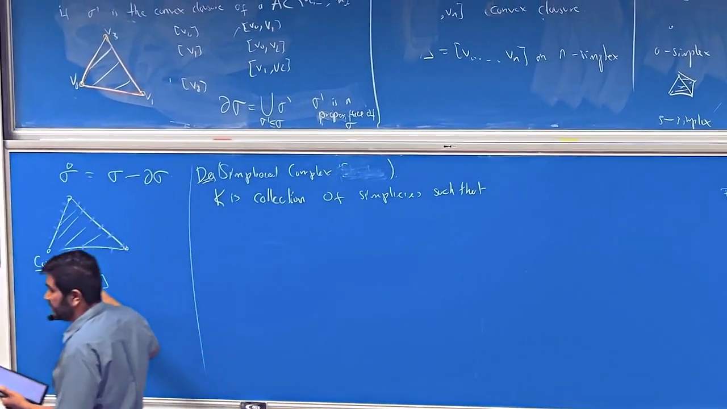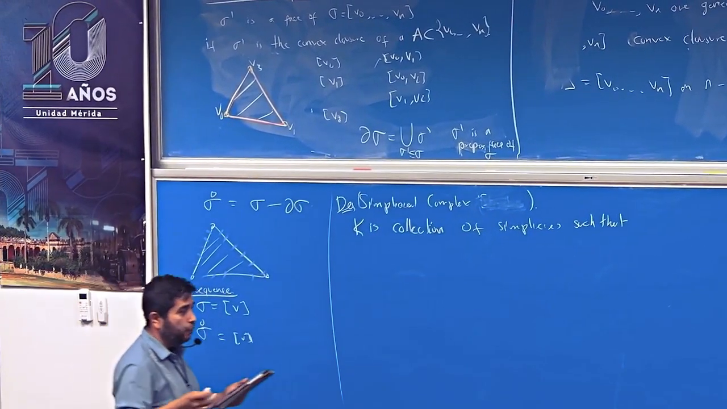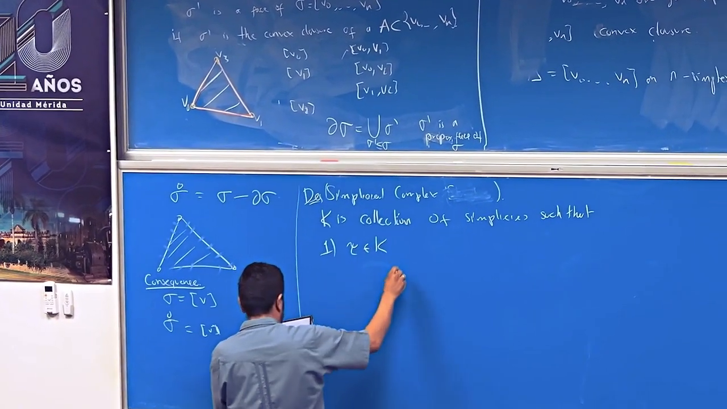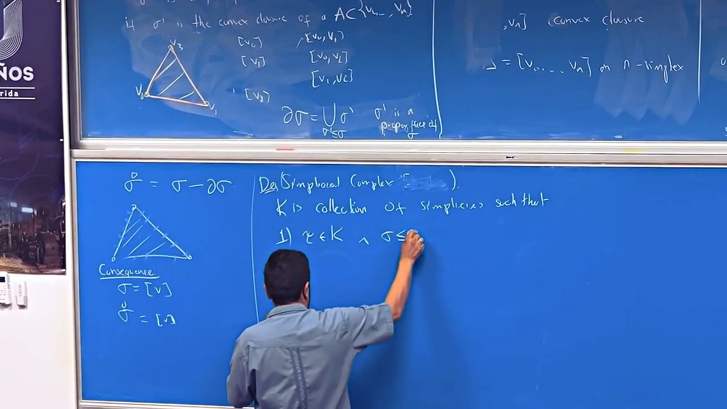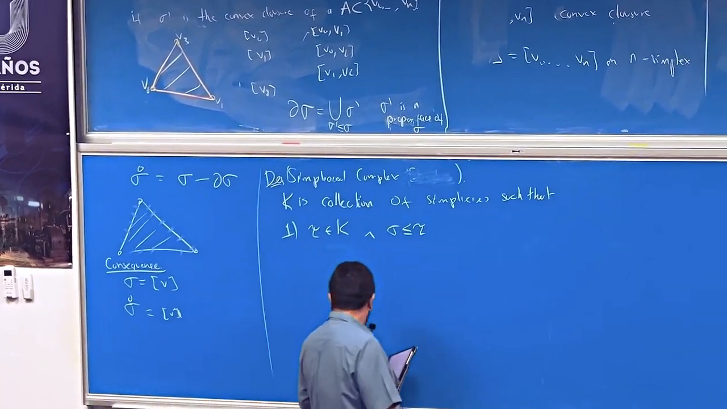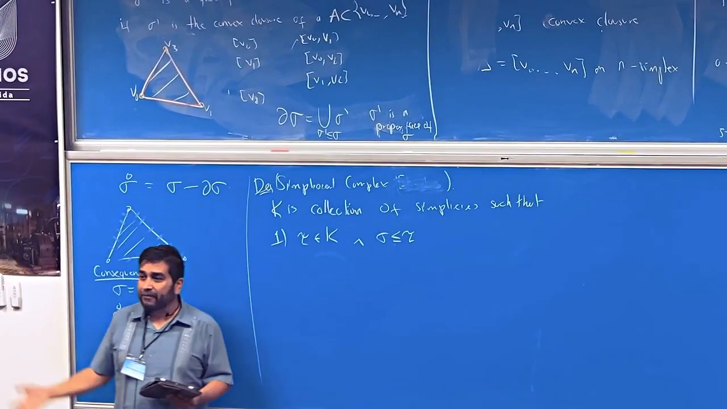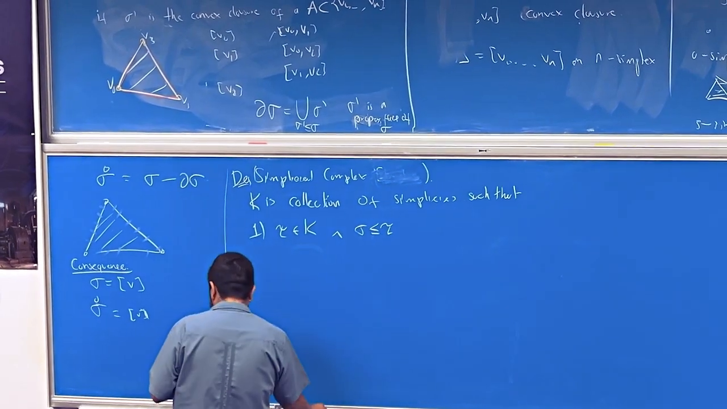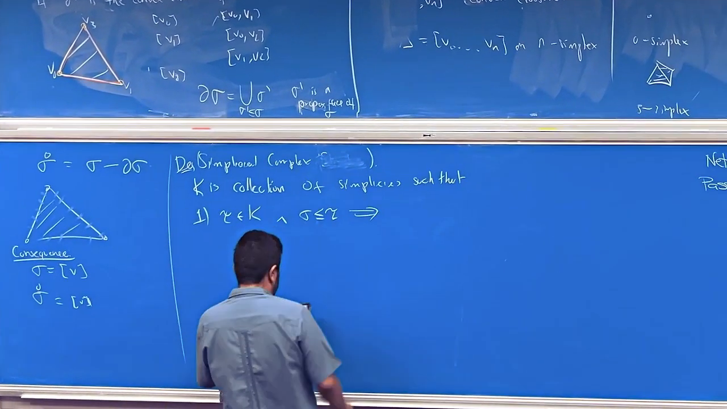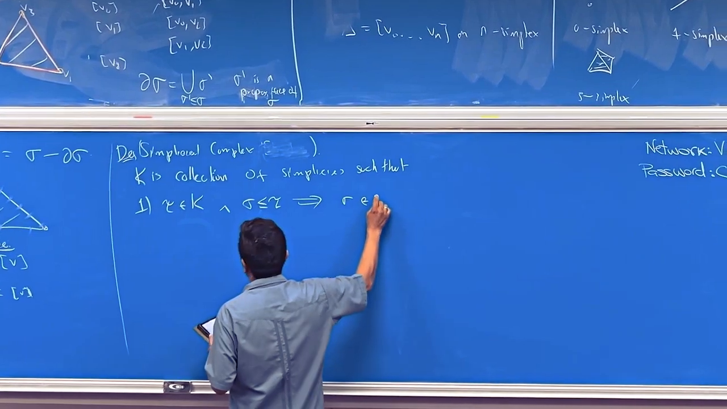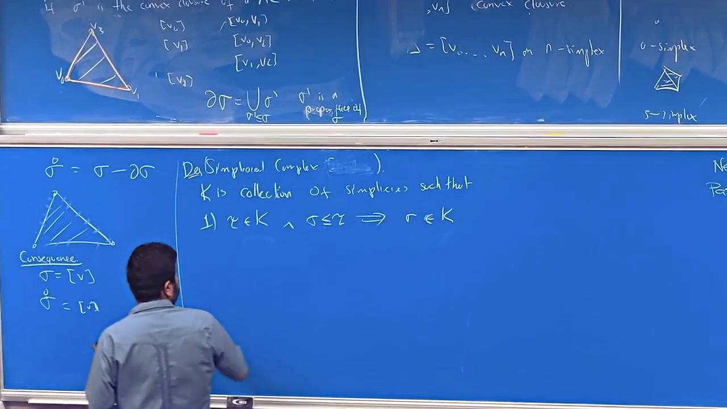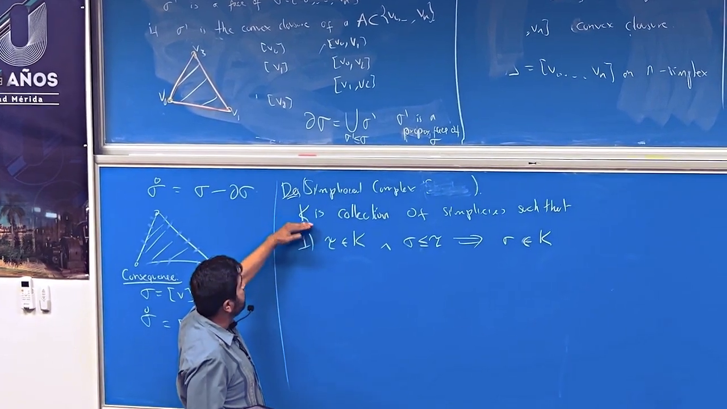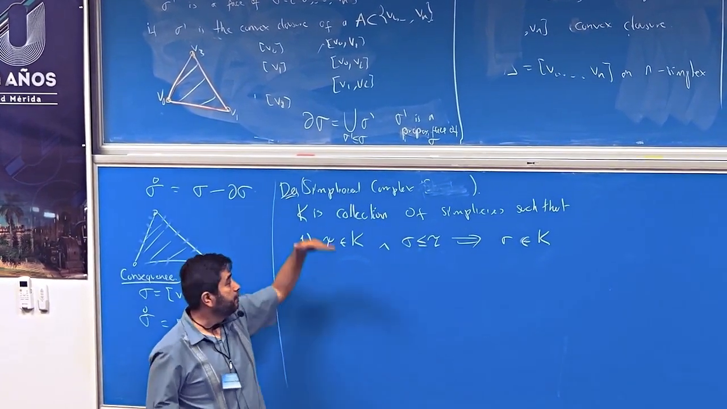So a simplicial complex is just a collection of simplices. You just take as many as you want, and with the following property: if you have a complex and sigma is a face. I forgot to mention that this symbol refers to being a face of a simplex. So this is the way of saying that sigma is a face of tau. This implies that sigma is also in K. So it's a collection of simplices where all the faces also belong in K.